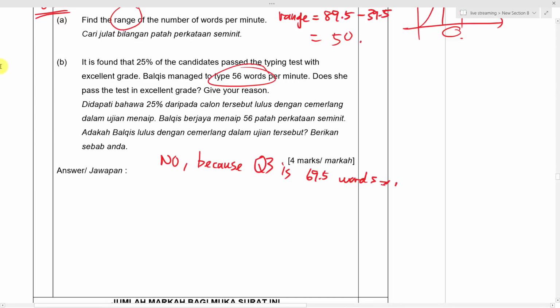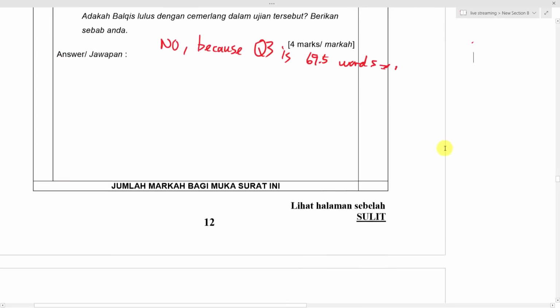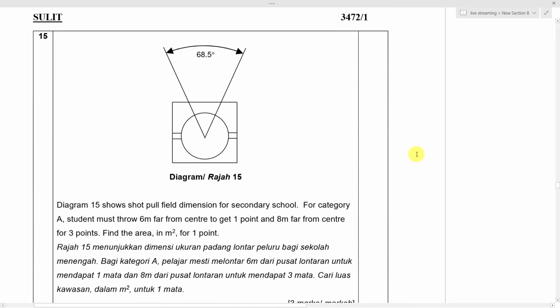So let's move on. Okay, this question actually is one of the past year questions here. I'm not sure which year, but I definitely saw this question before. Diagram 15 shows the shot put dimensions for secondary school. For category A, the student must throw 6 meters far from the center to get 1 point, 8 meters far from the center to get 3 points.